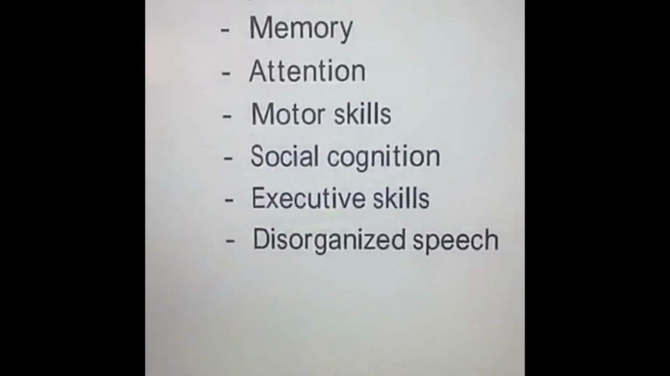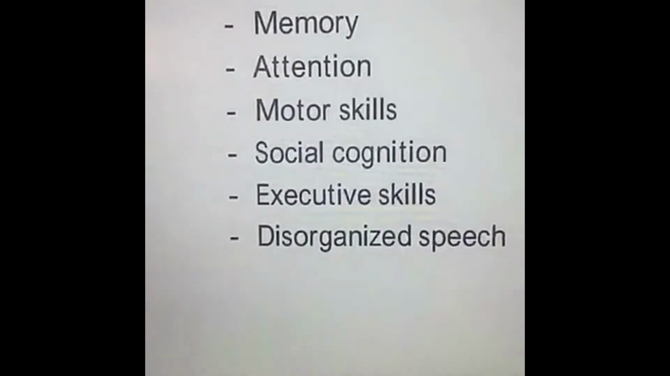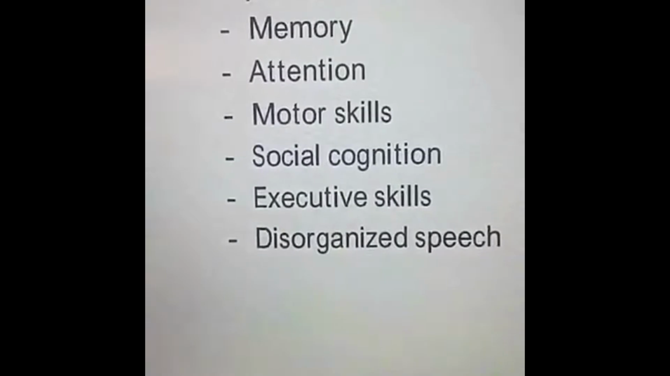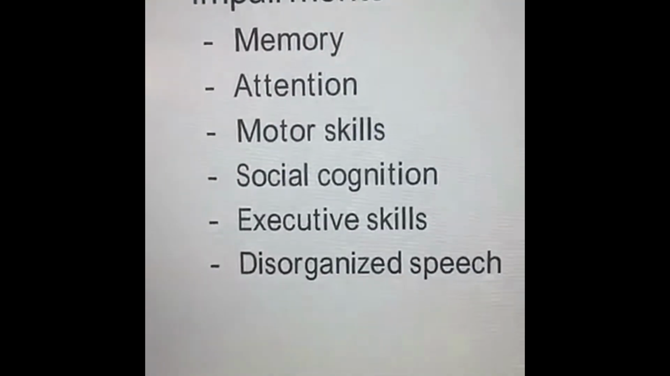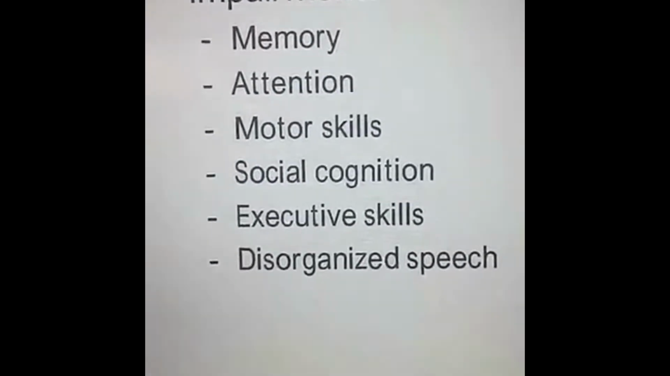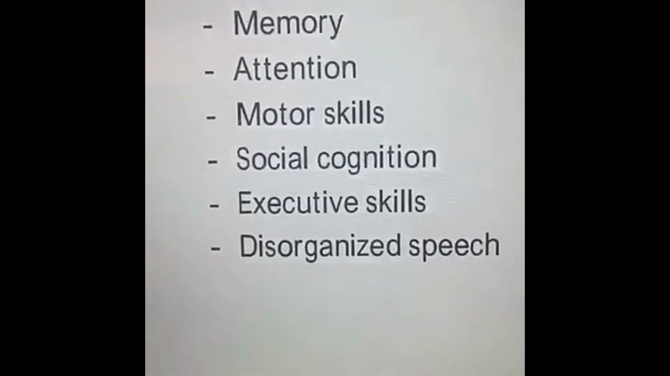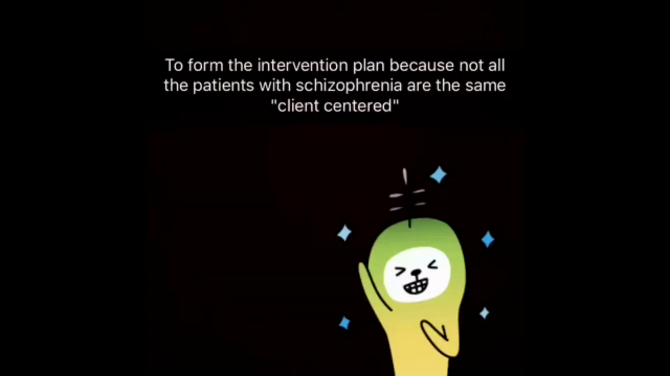Neurocognitive impairments in schizophrenia are impairments in memory, attention, motor skills, social cognition, executive skills, and disorganized speech. So, why is this important to know when dealing with schizophrenia?